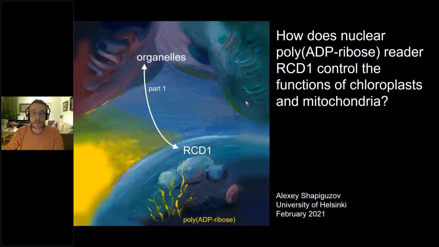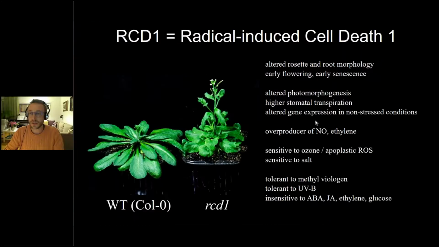In the first part of my talk, I will describe briefly what we know about the connection between energy organelles and this nuclear protein RCD1. Then in the second part of this talk, we will have a glimpse into the mechanisms of what's going on in the nucleus to integrate the signals from the organelles and from the other signaling pathways. But I will start by introducing this RCD1 knockout mutant.